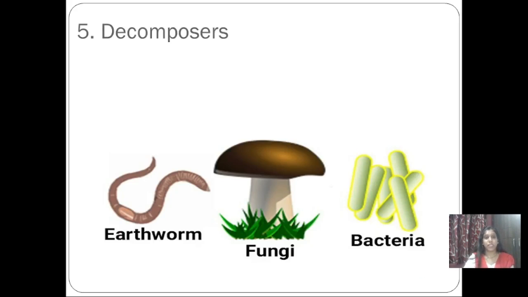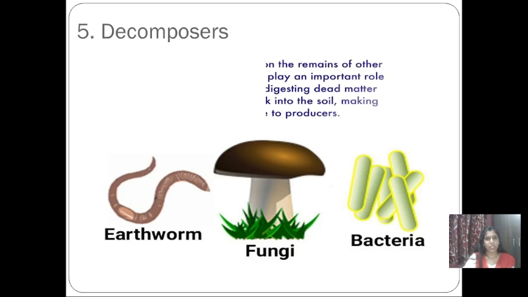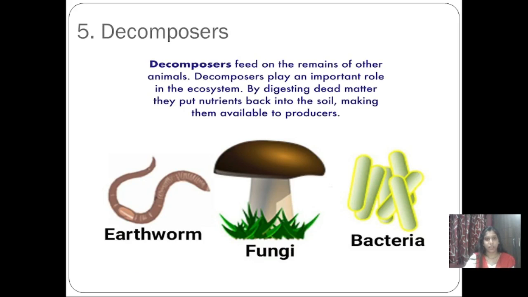The fifth is decomposers. Earthworms, fungi, bacteria. We all know these are decomposers. These decomposers feed on the remains of other animals. So whatever is remaining after the scavengers eat, they decompose that. Or whatever is dead, they decompose that. And then they feed on it and grow.